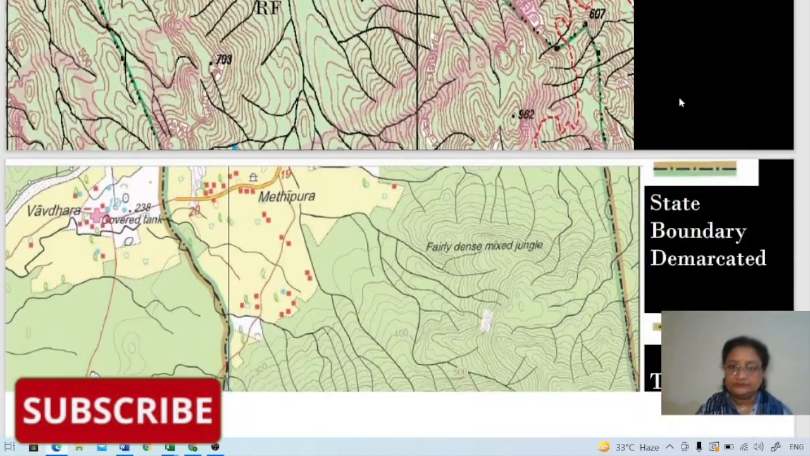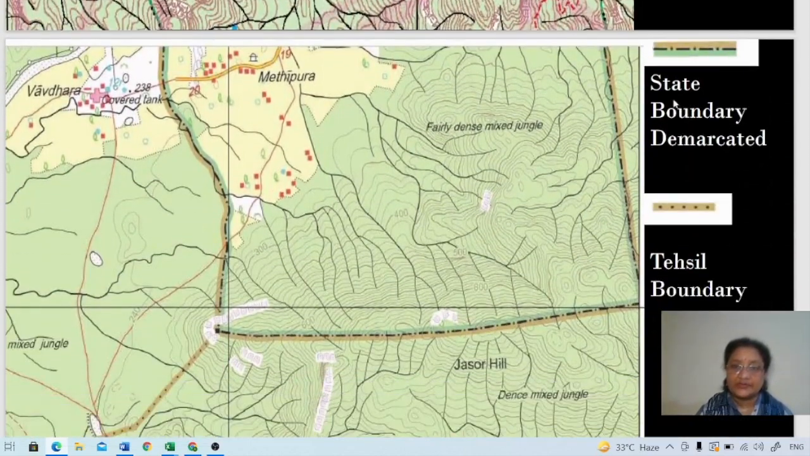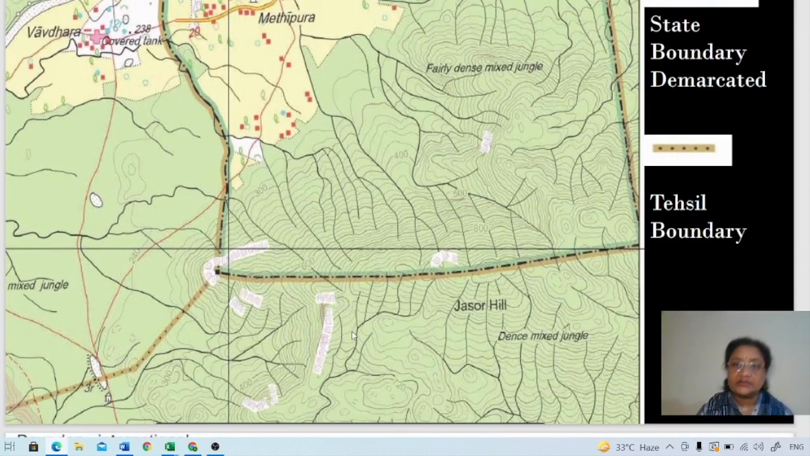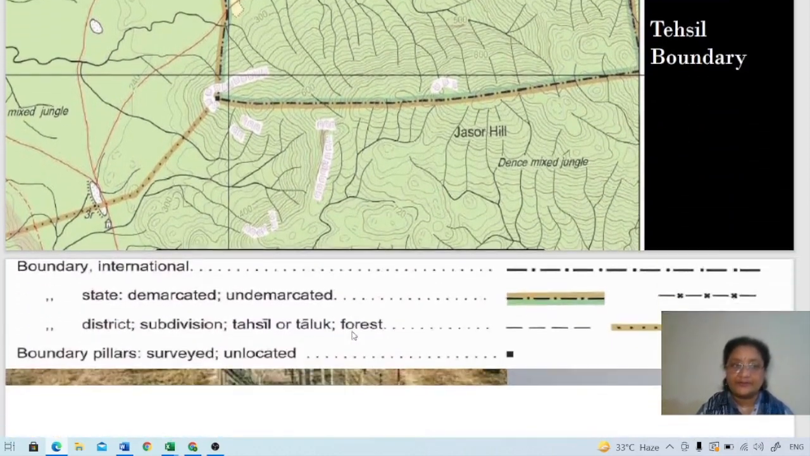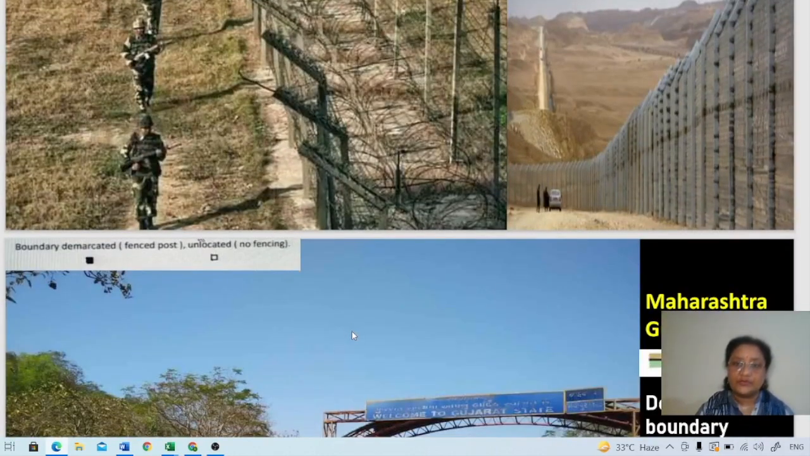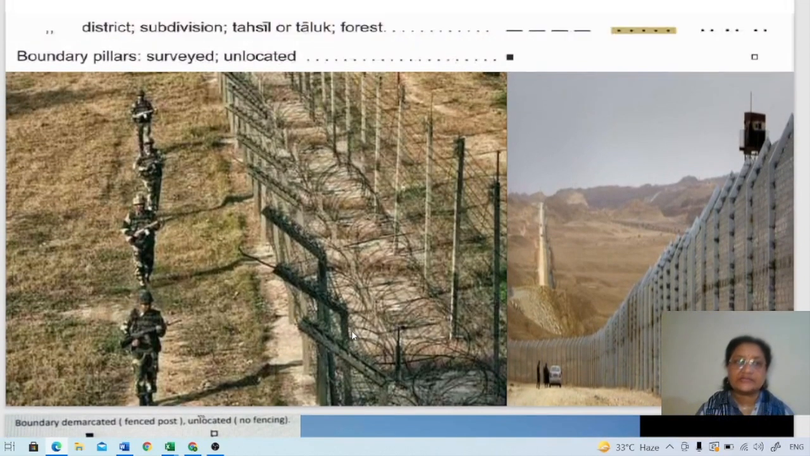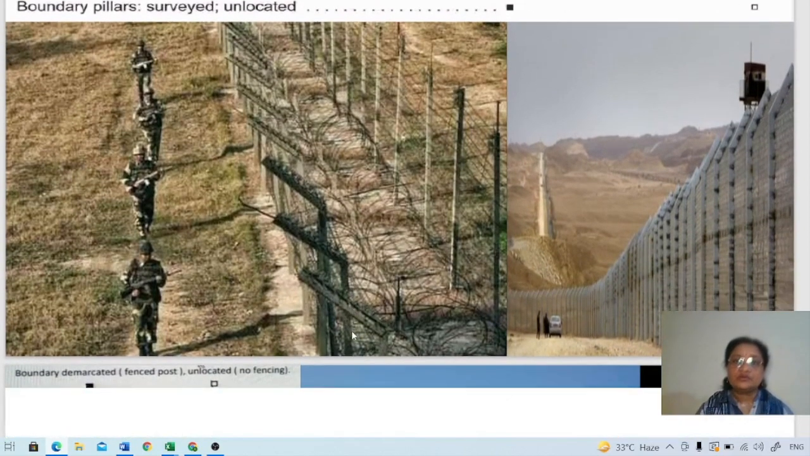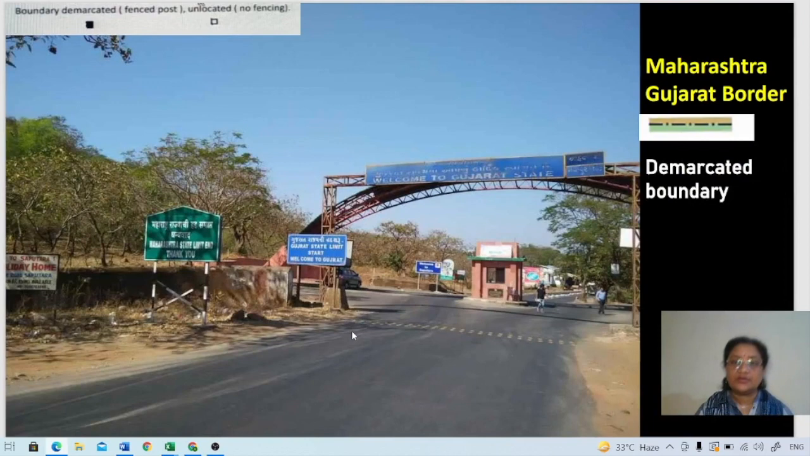Now this is the state boundary, demarcated. If you remember, I told you two types of state boundaries are there. One is demarcated, the other is undemarcated. So this is the first one. Now this is the next thing which you have to see. This is the international boundary.